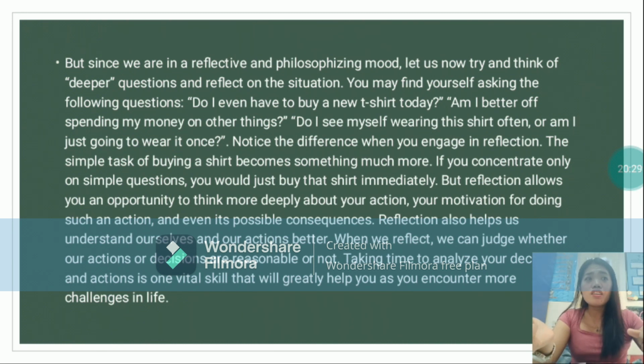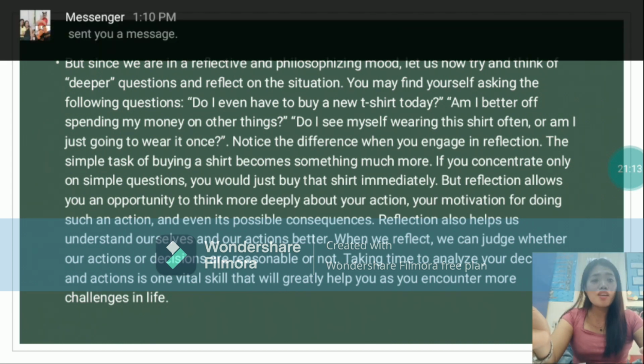Do I even have to buy a new t-shirt today? Am I better off spending my money on other things? Or do I see myself wearing this shirt often? Or am I just going to wear it once? Notice the difference when you engage in reflection. The simple task of buying a shirt becomes something much more. So if you concentrate only on simple questions, you would just buy that shirt immediately. But reflection allows you an opportunity to think more deeply about your action, your motivation for doing such an action, and even its possible consequences.